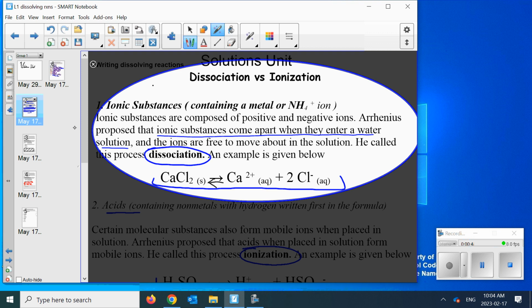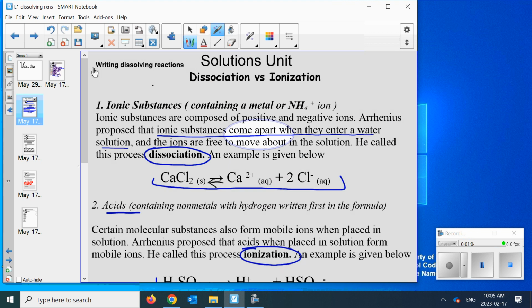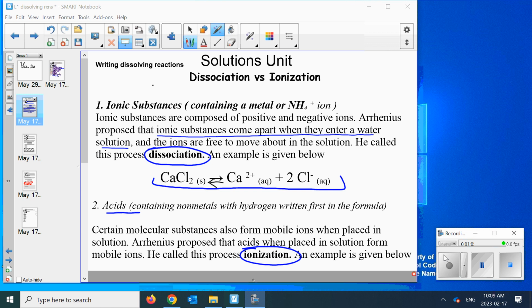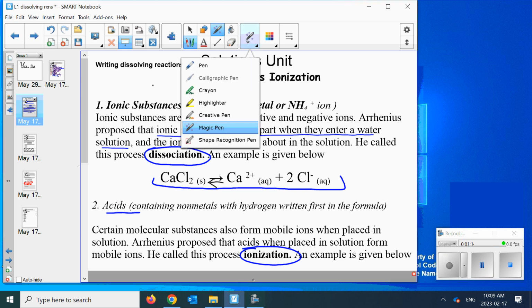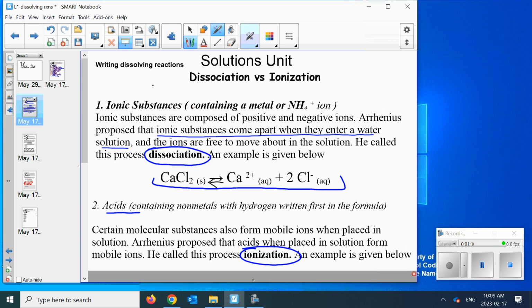Okay. This is what you're writing down: an ionic substance containing a metal or the ammonium ion, NH4+, and then the underlined parts. Pause the video, you can jot that down. Okay, you got these things copied down. So you copy down ionic substances.